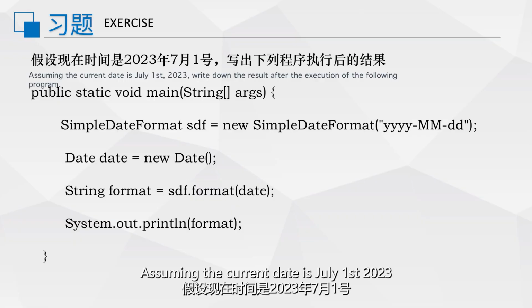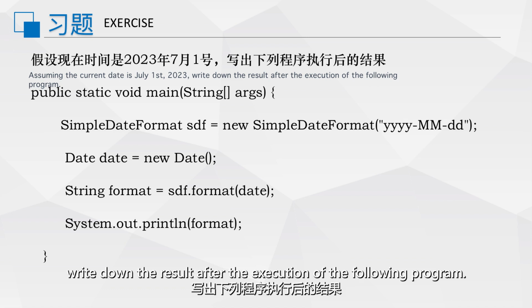Assuming the current date is July 1st, 2023. Write down the result after the execution of the following program.